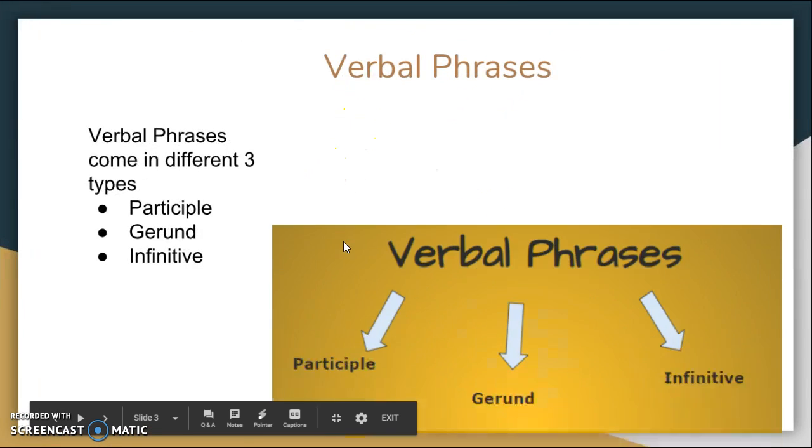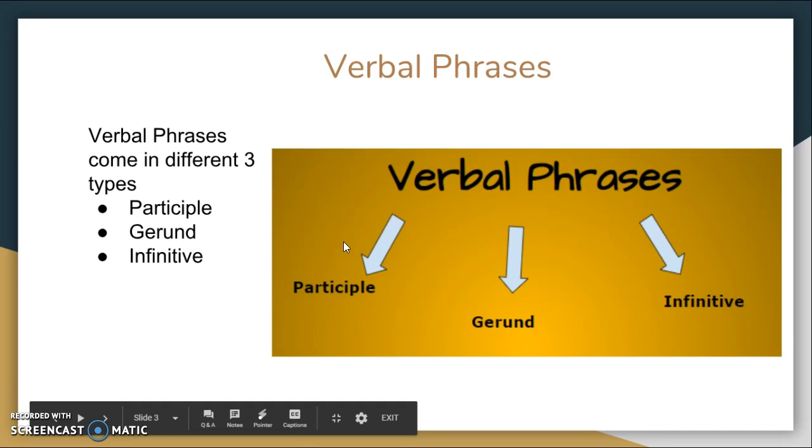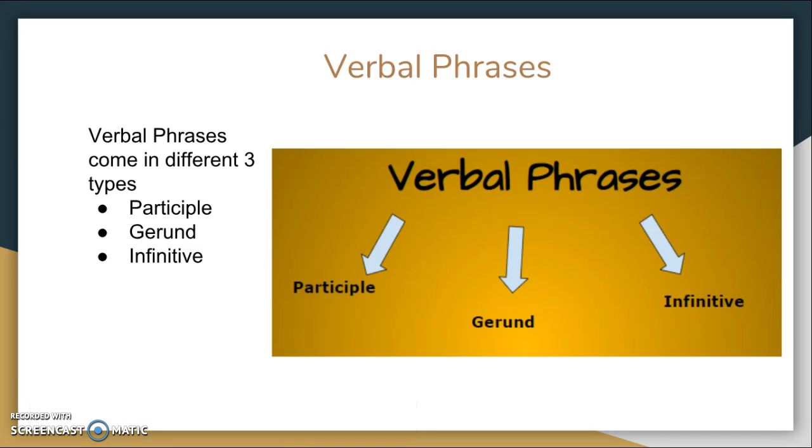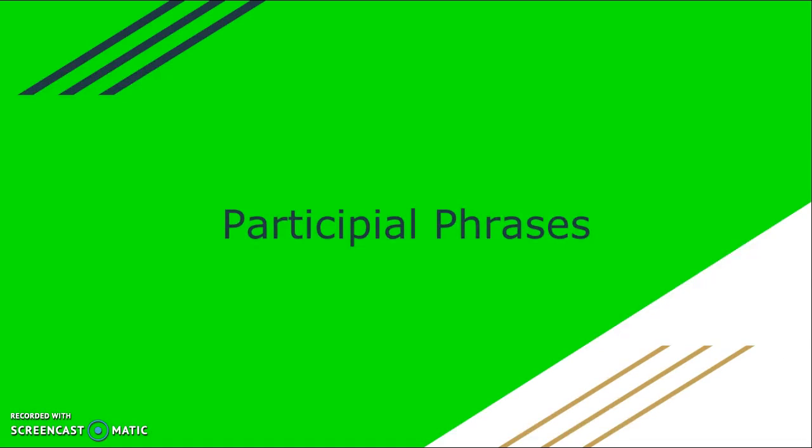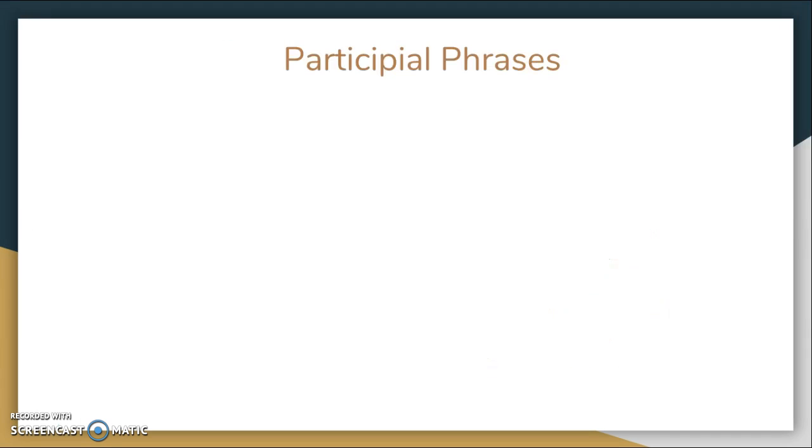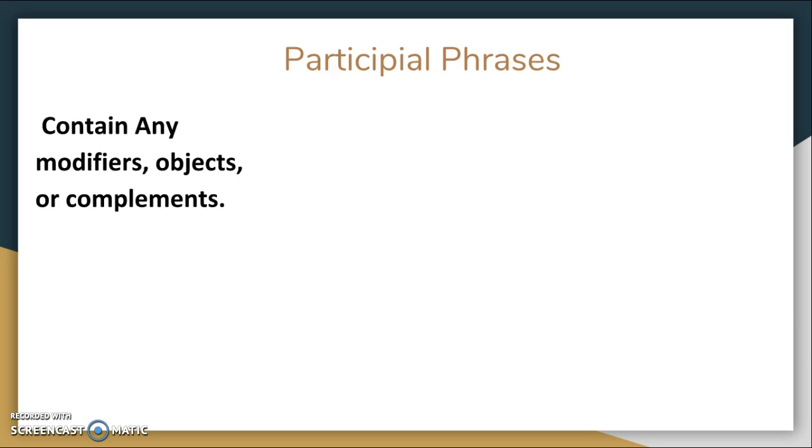Verbal phrases come in three different types: participial, gerund, and infinitive. Participial phrases. Participial phrases contain verbs which act as adjectives in a sentence. They contain any modifiers, objects, or complements.